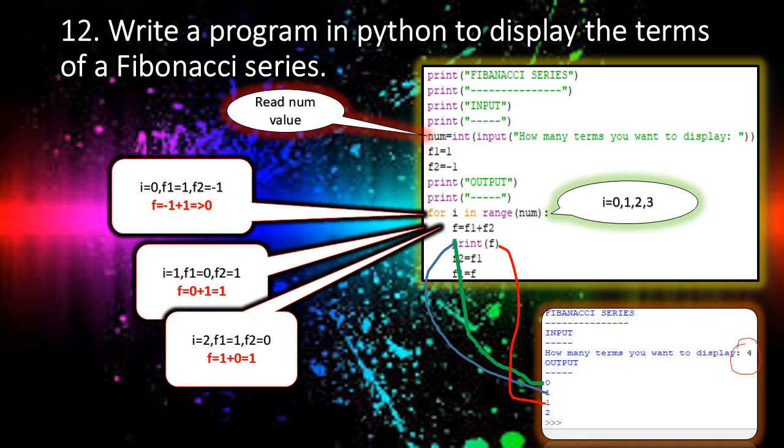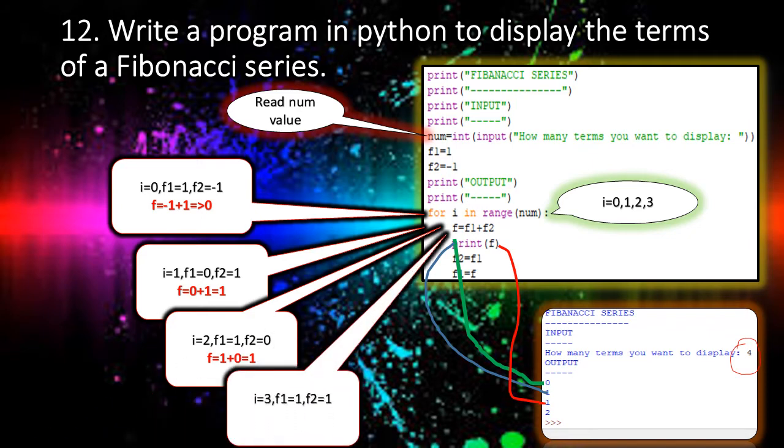And next the I value becomes 3. Before I is assigned 3, we change f2 equal to f1, so f2 is now 1 and f1 equal to f is also now 1. I is 3. So adding together 1 plus 1, 2, and printing that. So the next loop starts.